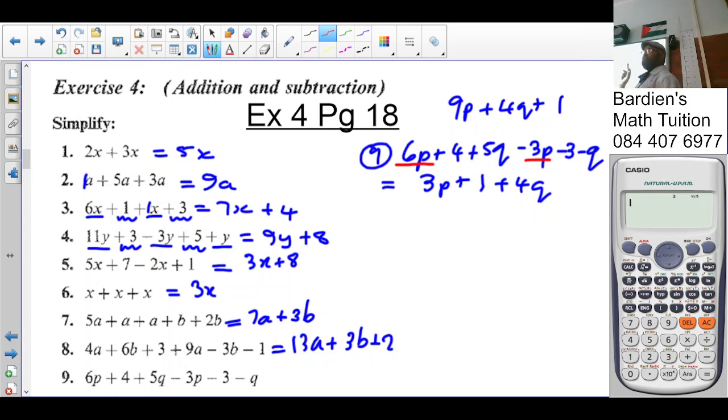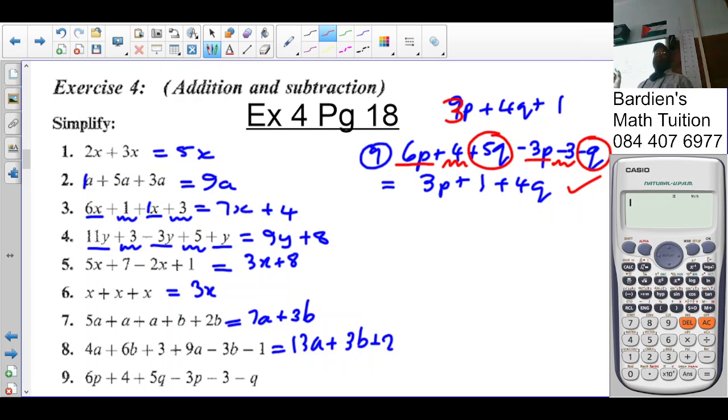6p minus and 6p and negative 3p are like terms. 4 and negative 3. 5q and negative q are like terms. So what is 6 minus 3? Okay, then she realized it should have been 3, which makes Sarah correct. No?